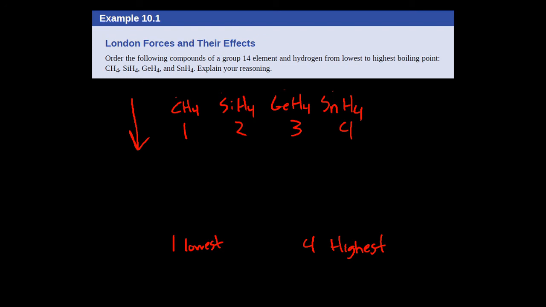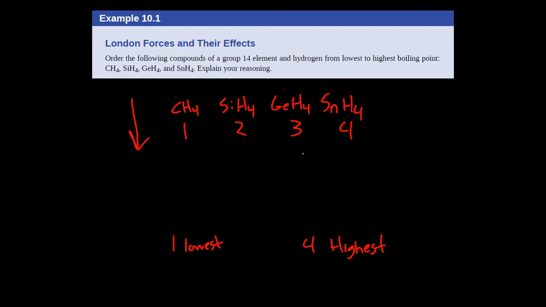And so because we're getting larger molecules, the rules for dispersion forces tell us that we should be getting larger dispersion forces as we go from the small molecule to the larger molecule. And so because we're getting larger dispersion forces, we would be getting higher boiling points as well.